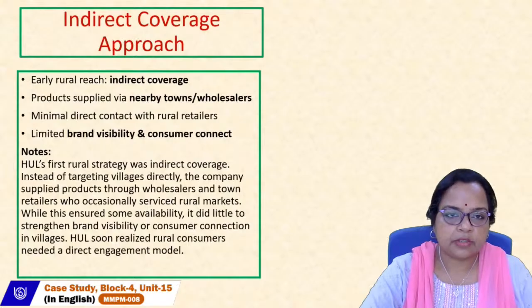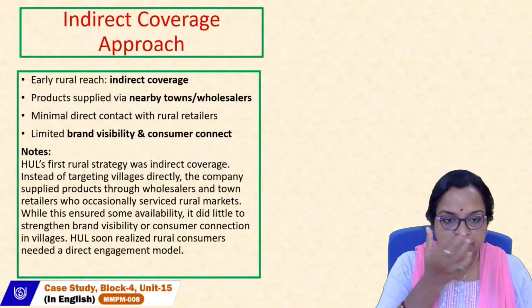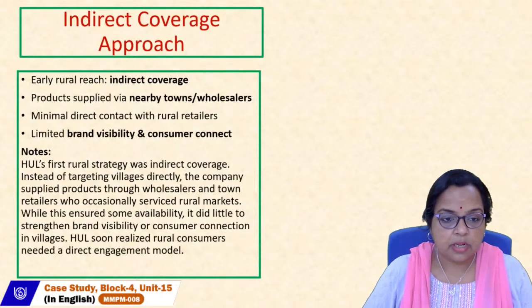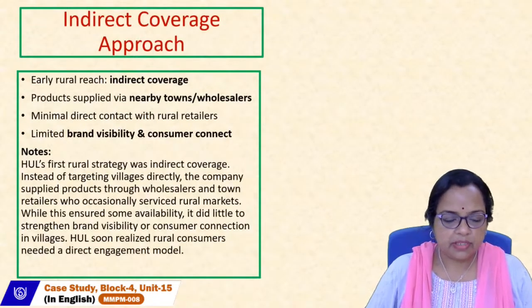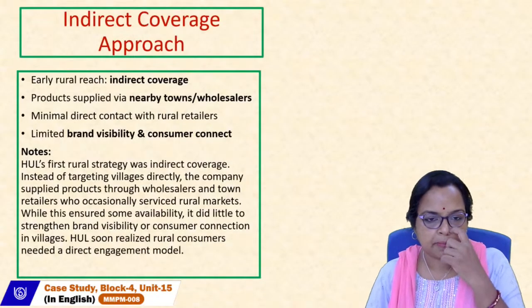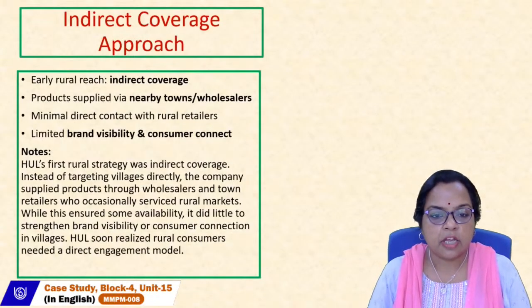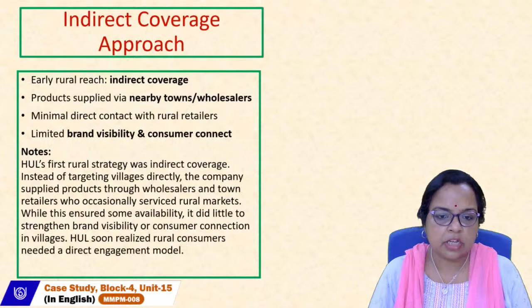They had another approach called the indirect coverage approach. HUL's first rural strategy was indirect coverage. Instead of targeting villages directly, the company supplied products through wholesalers and town retailers who occasionally serviced rural markets. It was an indirect approach. The company was not reaching the village directly as a company person. They were introducing their products through the wholesalers and town retailers, who occasionally serviced the rural markets.